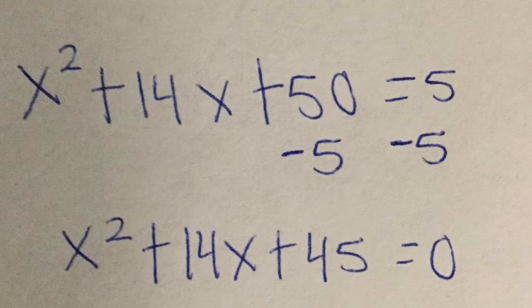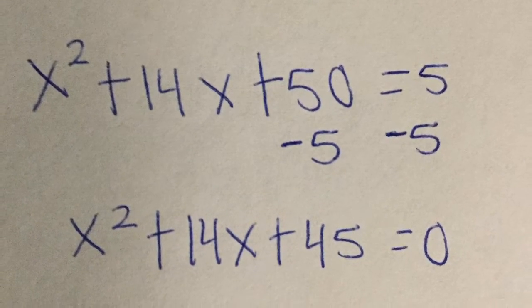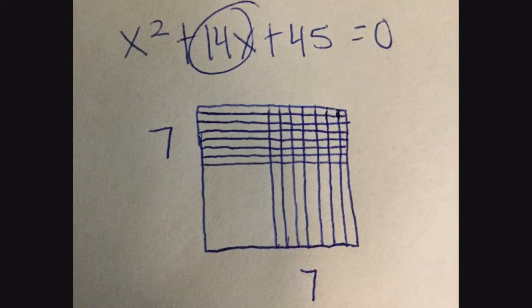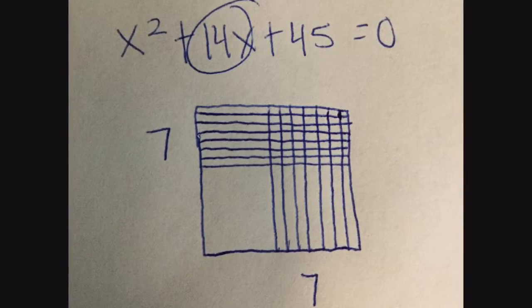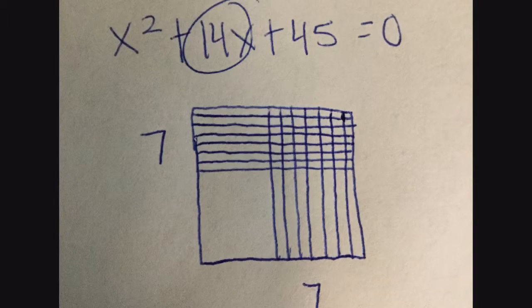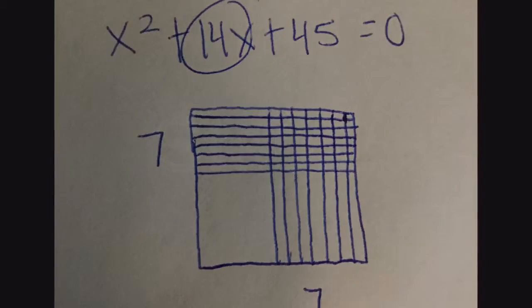You want all the numbers on the same side so that it is easier to work with the equation. It's easy to think of it like a picture. X squared is one big box. 14x, so that means that there's 7 rows on each side. Plus 45, that's how many little boxes are in the top right corner.